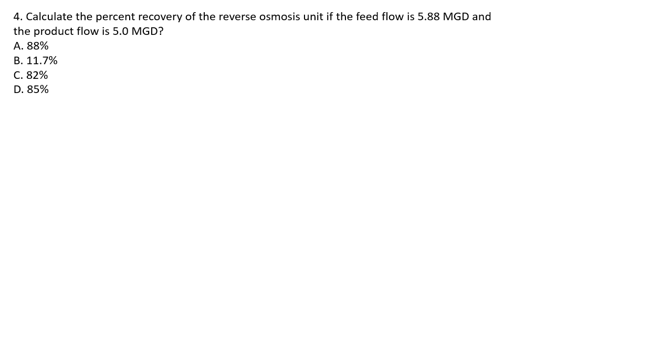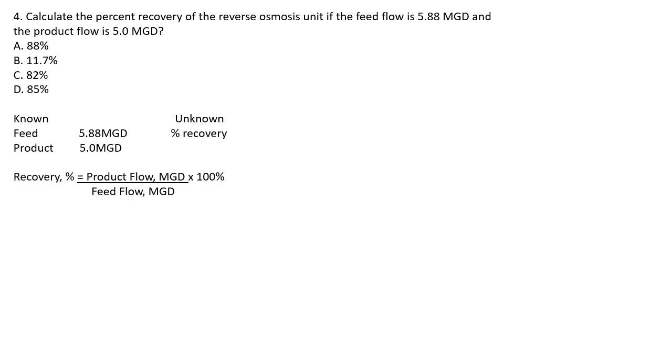Question 4. Calculate the percent recovery of the reverse osmosis unit if the feed flow is 5.88 mgd and the product flow is 5 mgd. So our knowns and our unknowns: the feed is 5.88 mgd, the produced water is 5 mgd, and we're looking for the percent recovery.